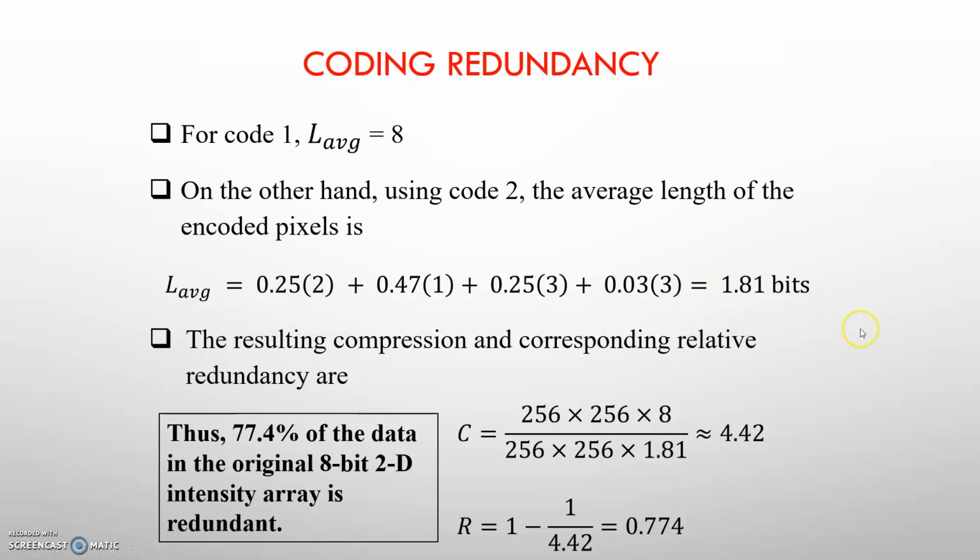Means if you have an image of 100 pixels, 10 cross 10, the total bits in code 1 will be 100 into 8, which is 800. But in code 2, it will be 1.81 into 100, which is 181. So here you are transmitting 800 bits, and here you are transmitting 181 bits. Just see the difference, right?